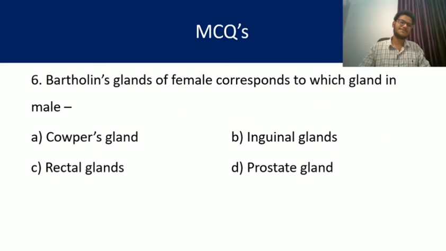Question number 6. Bartholin's glands of female correspond to which gland in male? My dear friends, here the Bartholin gland and the Cowper's gland in male have similar function. They lubricate the genital organ of the female and male respectively. So Bartholin glands in case of female and Cowper's gland in case of male, they lubricate the genital organ during sexual intercourse. So the answer is Cowper's gland, A.